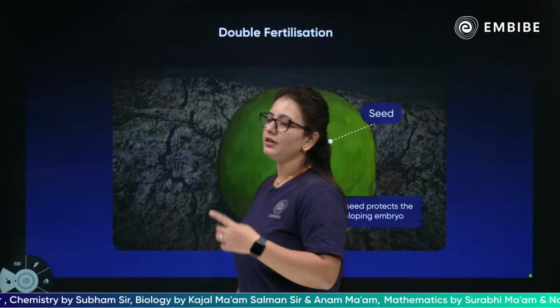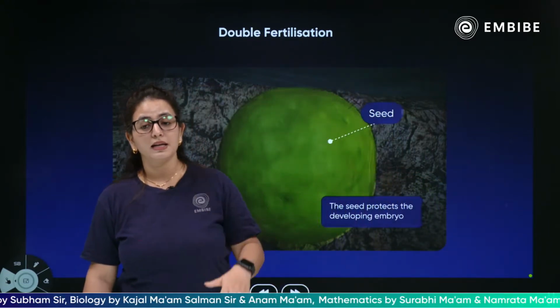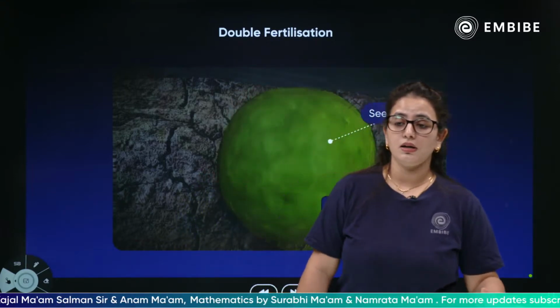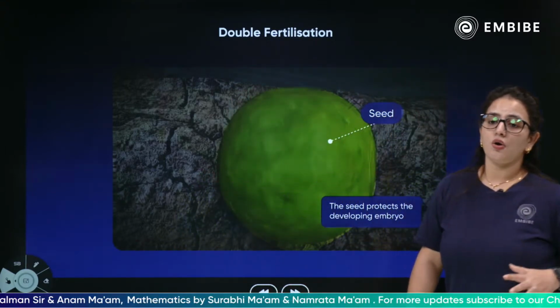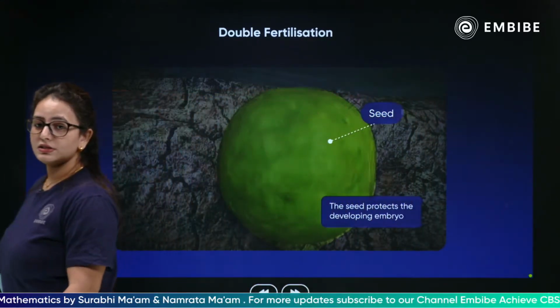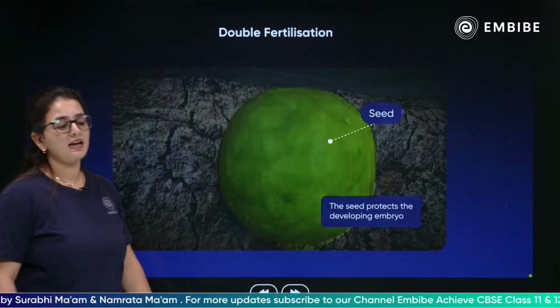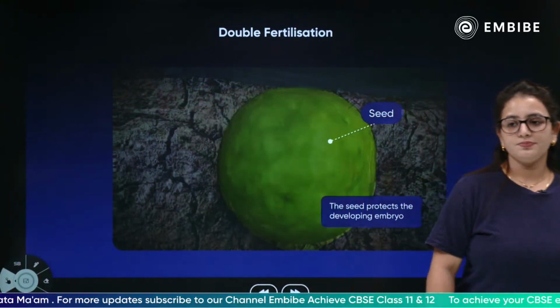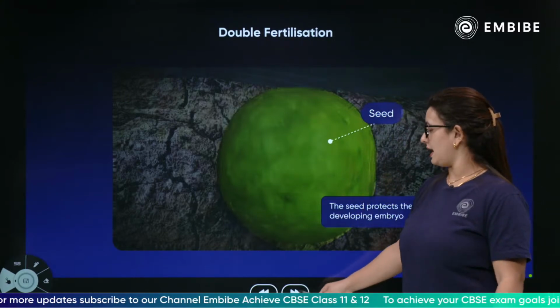While when we talk about the triple fusion, that is when the other male gamete goes and fuses with the central cell, which has two polar nuclei. That is what you call triple fusion. Yes, so this is about the double fertilization. Yes, everyone, this is about the double fertilization.